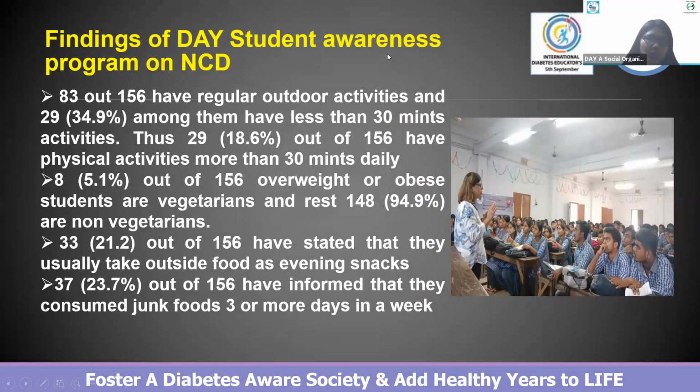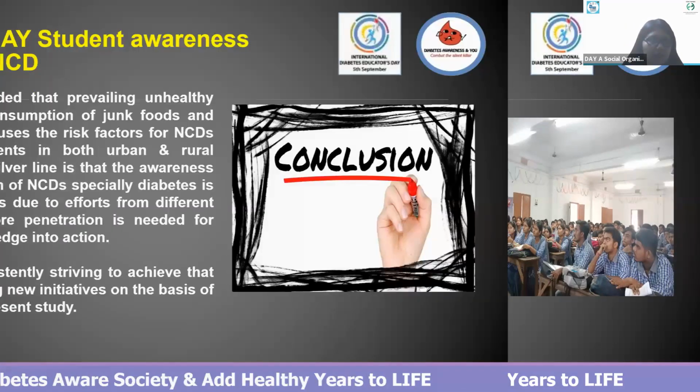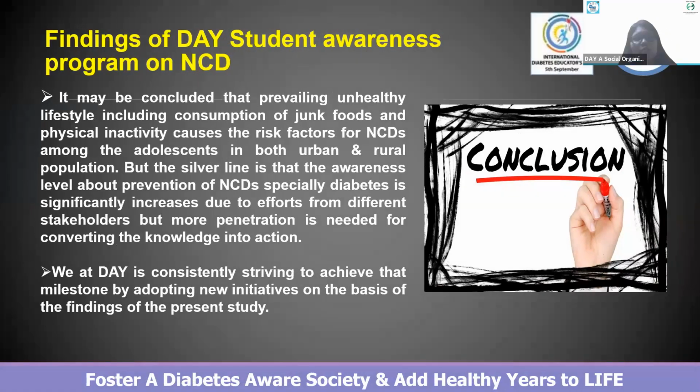8 out of 156 overweight or obese students are vegetarian and the rest, 148, are non-vegetarian. 33 out of 156 have stated that they usually take outside food as evening snacks, and 37 out of 156 have informed that they consume junk foods 3 or more days in a week. From all these findings, we have concluded that the prevailing unhealthy lifestyle, including consumption of junk foods and physical inactivity, is a risk factor for NCDs among adolescents in both urban and rural populations.